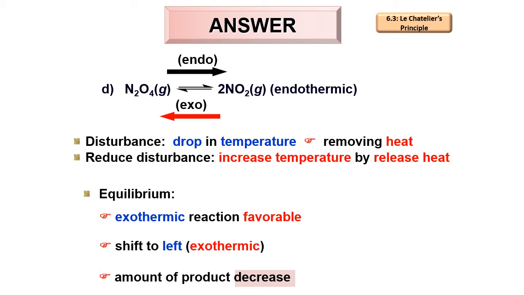This one is endothermic. Endothermic absorbs heat, so the heat is on the reactant side. When the temperature decreases, the exothermic reaction is favorable, so the exothermic reaction is the reverse reaction. The equilibrium position will shift to the left. When shifted to the left, the concentration of the product decreases. So the amount of NO2, the amount of product, decreases.